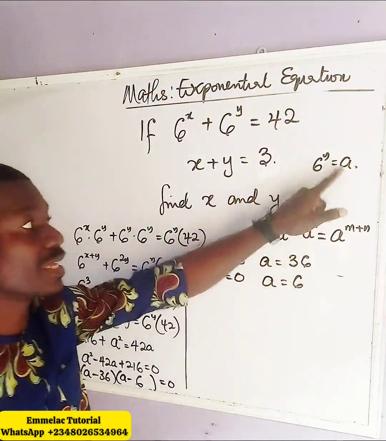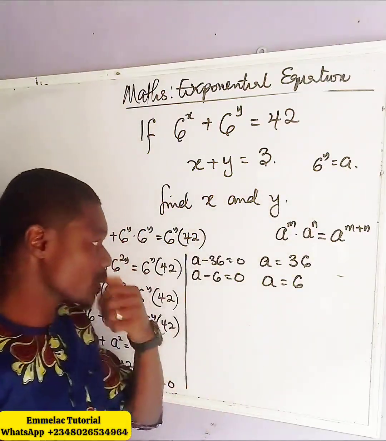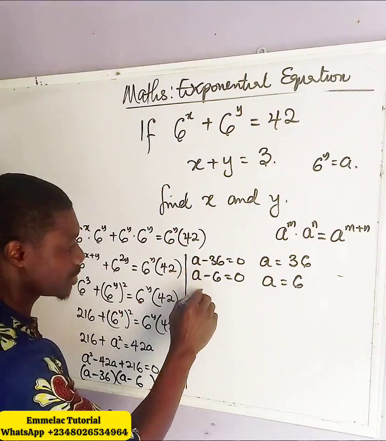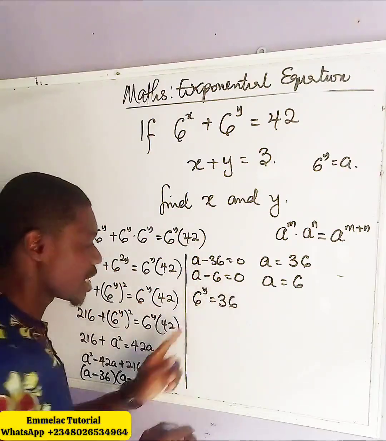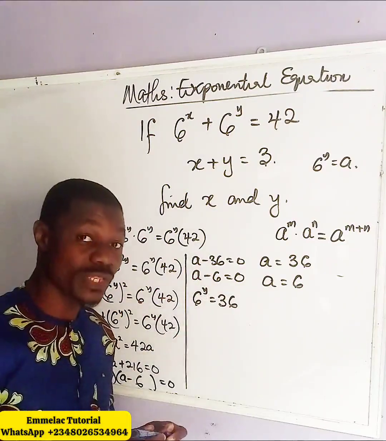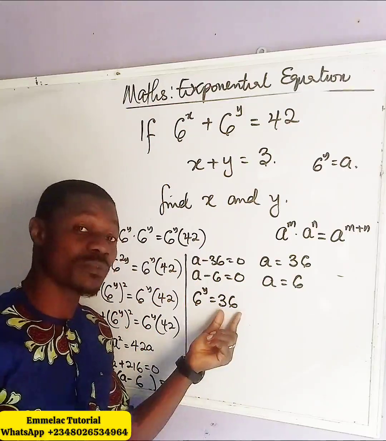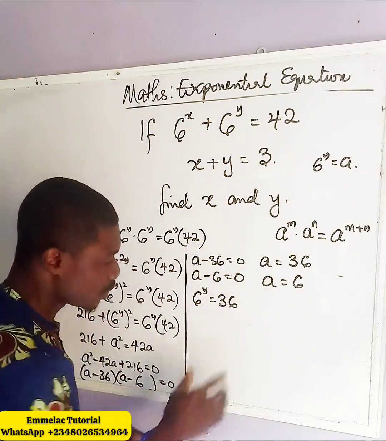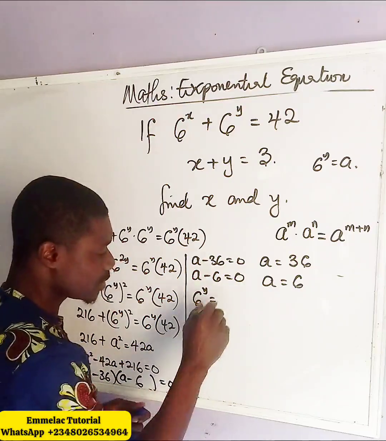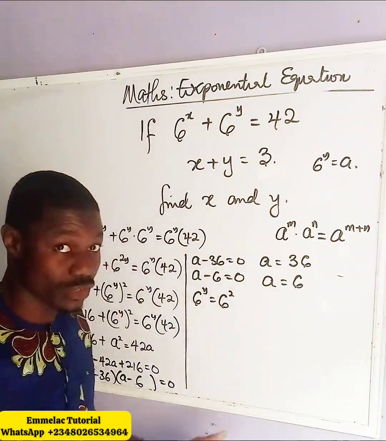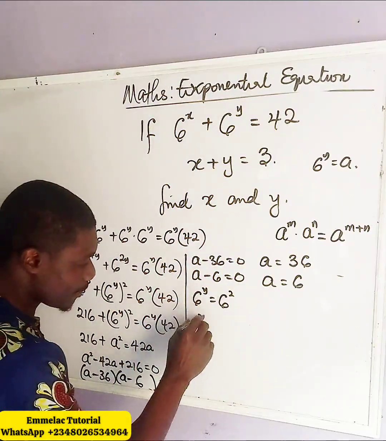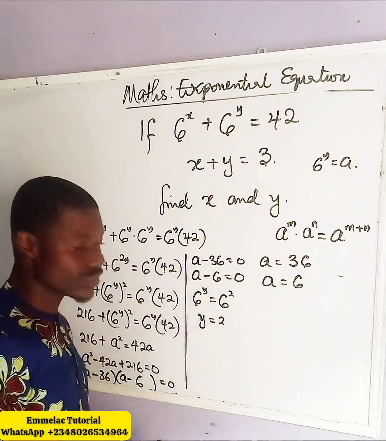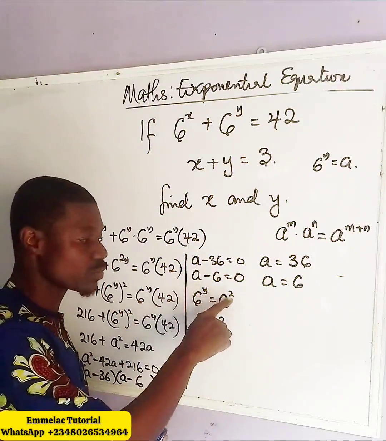Recall that a equals 6 raised to the power of y. So for a equals 36, we can say this is 6 raised to the power of y equals 36. Now since on the left-hand side we have a base of 6, and on the right-hand side we have a base of 36, let's reduce the base of 36 to 6. That will give us 6 raised to the power of 2. Sorry, I cleaned this just because of space. So y here will give us 2, because we have the same base.